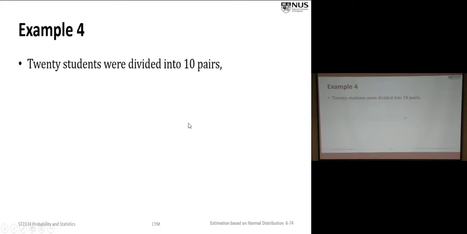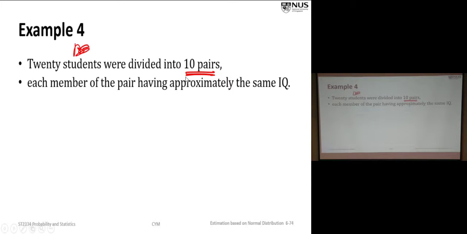All right? So let's look at this example. We have 20 students, so n equals 20. Okay, we divide them into 10 pairs. All right, 10 pairs. So each member of the pair has approximately the same IQ.